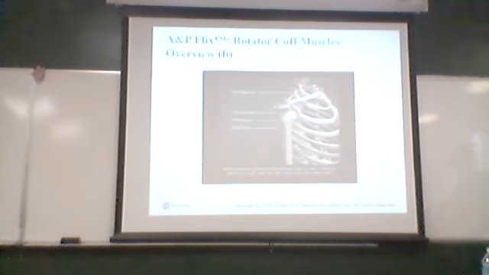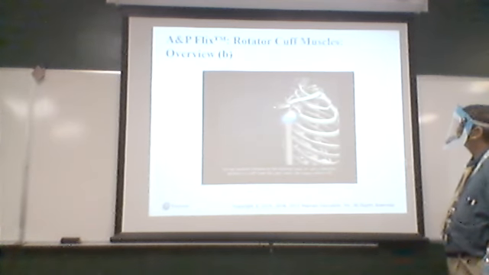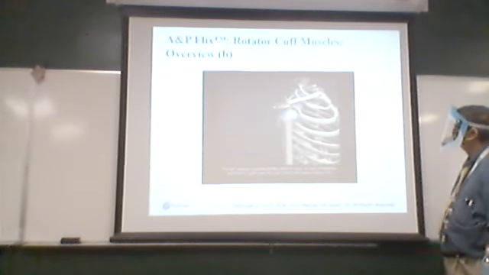All four muscles combine by way of tendons that form a cuff over the joint, hence the name rotator cuff.